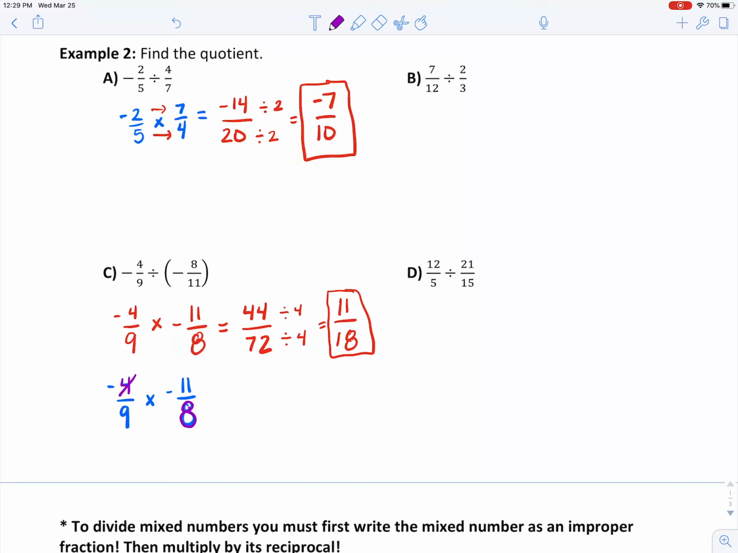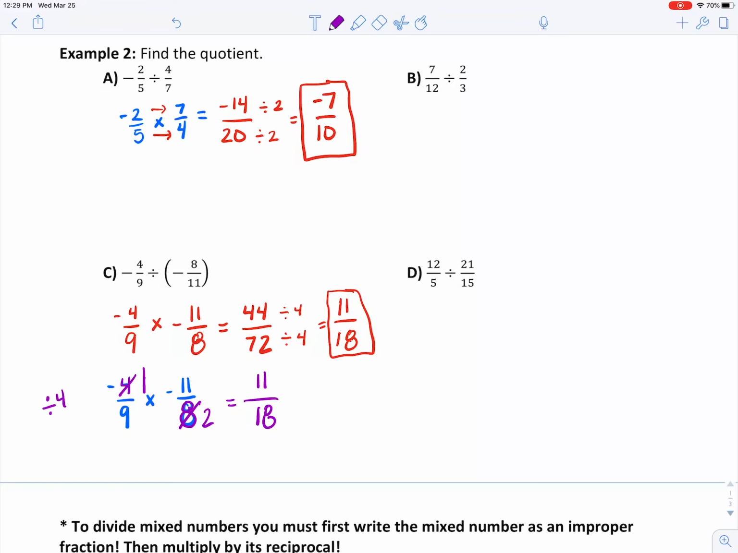So 4 divided by 4 is 1. So I'm going to write off to the side here, we're dividing by 4. And 8 divided by 4 is the number 2. Okay, now I'm looking at all the numbers here. I've got 1 is already simplified, 11. Can any of the numbers on the bottom be divided by 11? Nope. So I can just go ahead and multiply across. We have negative 1 times negative 11 is just 11. And 9 times 2 is 18.